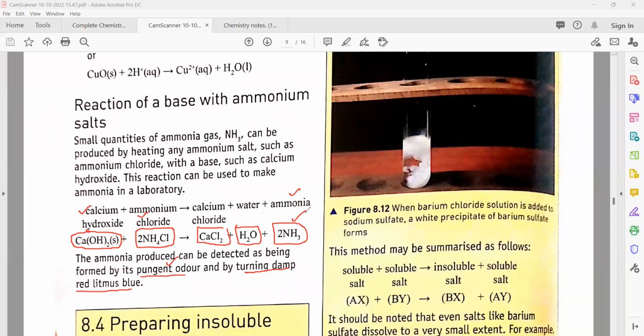Let me repeat. If somebody asks you how you can identify that an element or a gas or a product is present, there are a few identification tests that identify these things. To identify the presence of ammonia, its specific identification is its pungent odor, and it turns damp red litmus into blue.